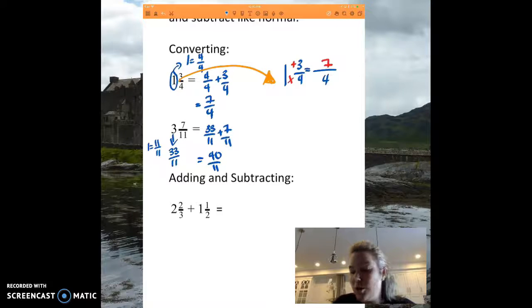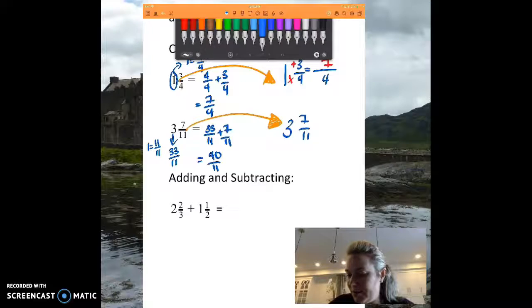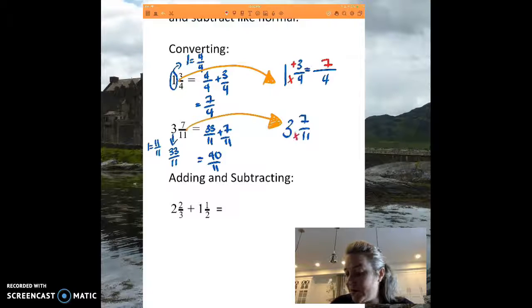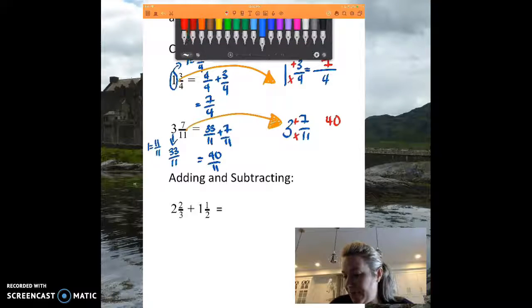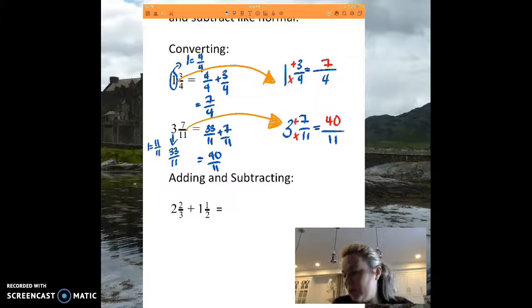Or we do the quick method, and we say 3 and 7 over 11. I'm going to get my red pen. 3 times 11 is 33. 33 plus 7 is 40 over 11. And now I've converted.